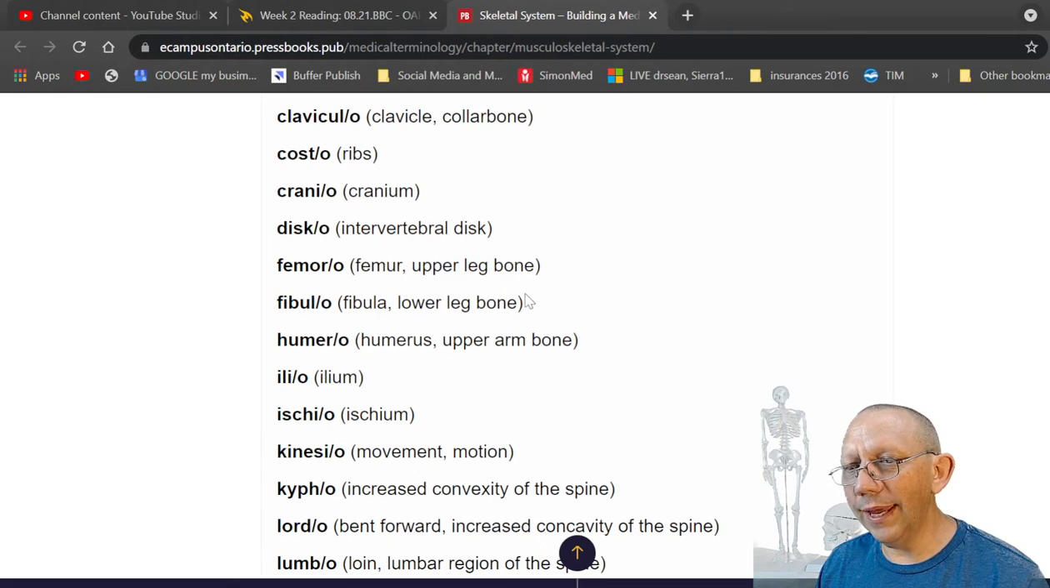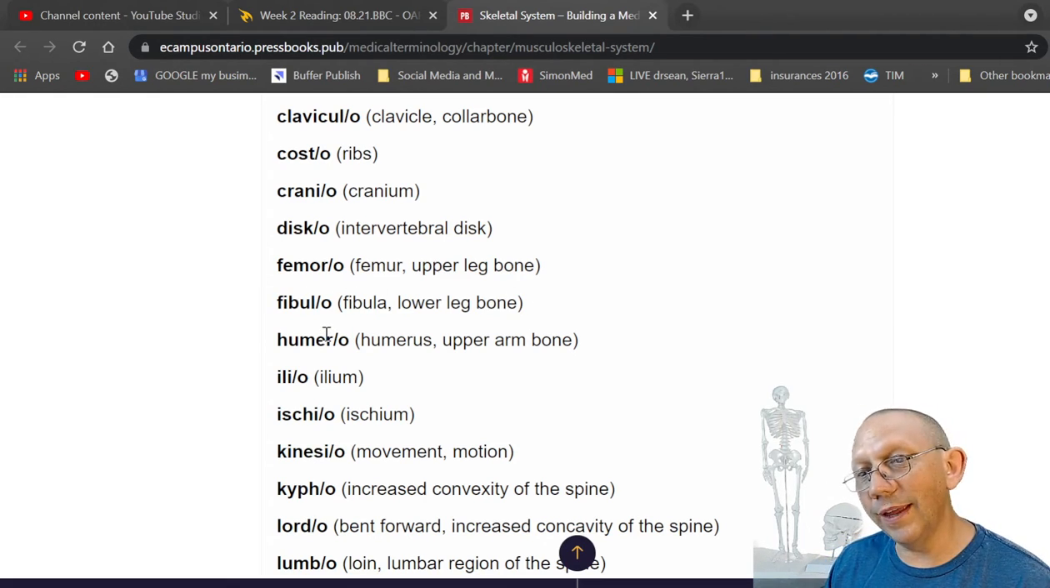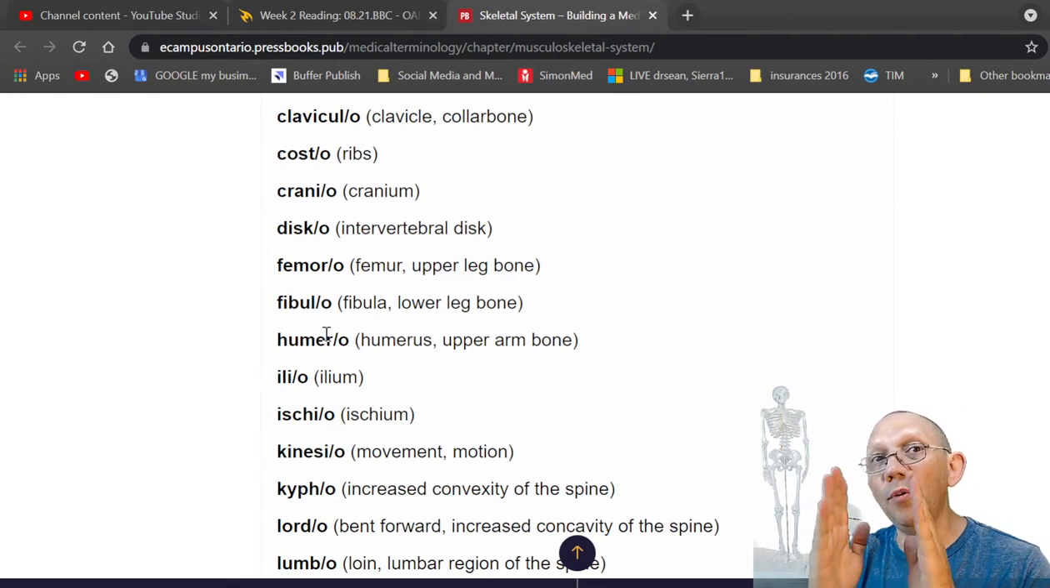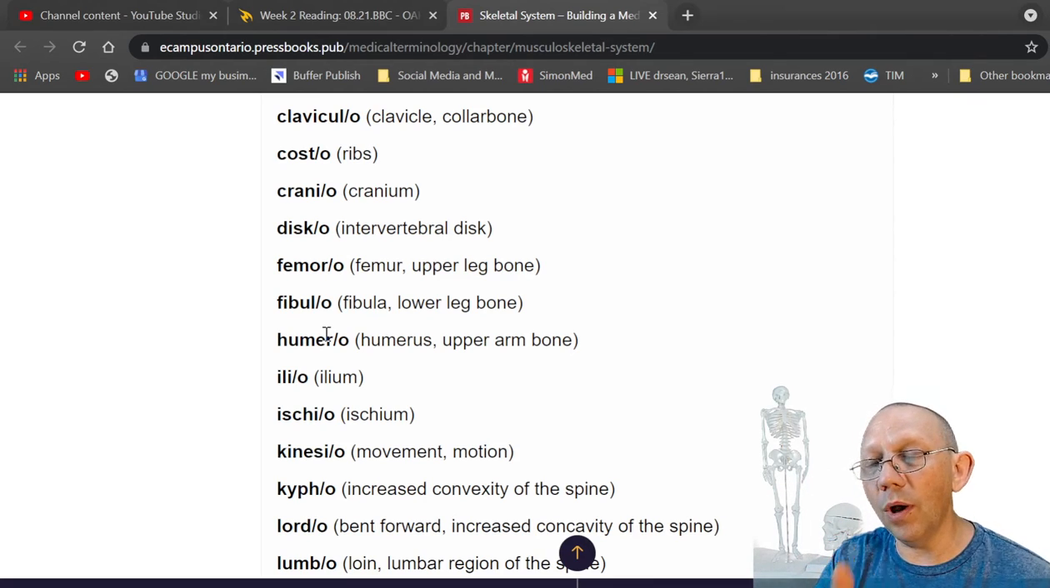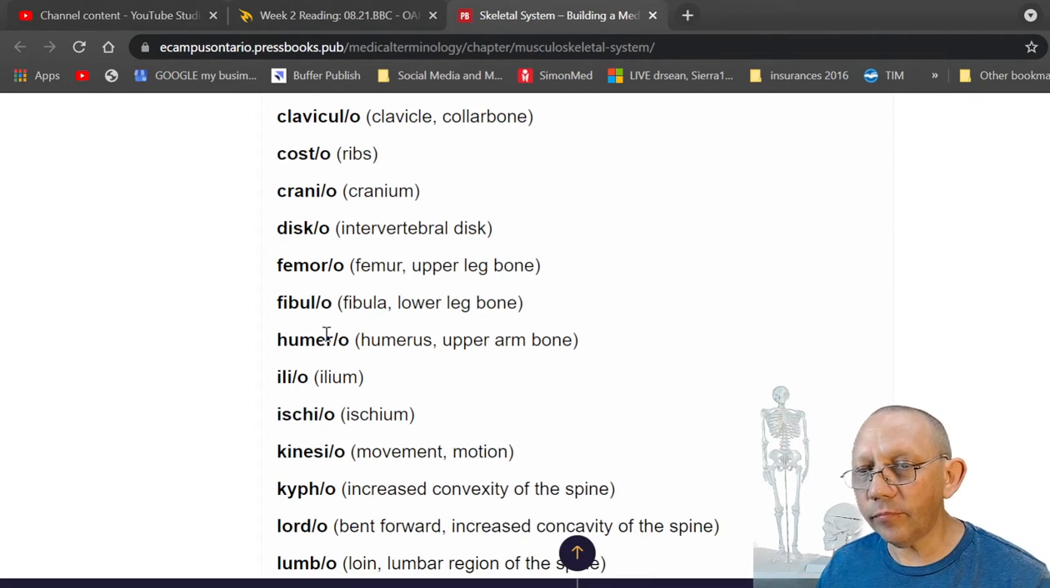Femoral, upper leg, thigh bone, yeah, okay. Fibula on the outside. Fibula is the outside smaller bone on the leg. You can break it and still walk. It's crazy.